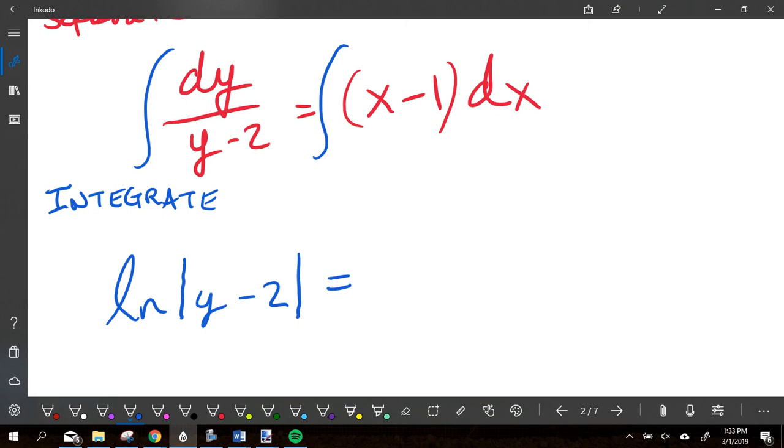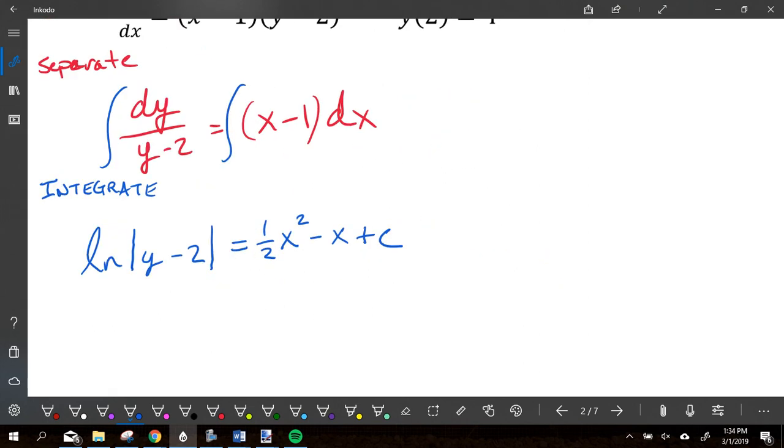And on the other side, I got to take the antiderivative of x minus 1. X becomes x squared over 2. I increase my exponent. I divide by my new exponent. And then -1, I'm going to increase my exponent. It becomes negative x, divide by 1. It's still that. But that's not my answer. Plus C.